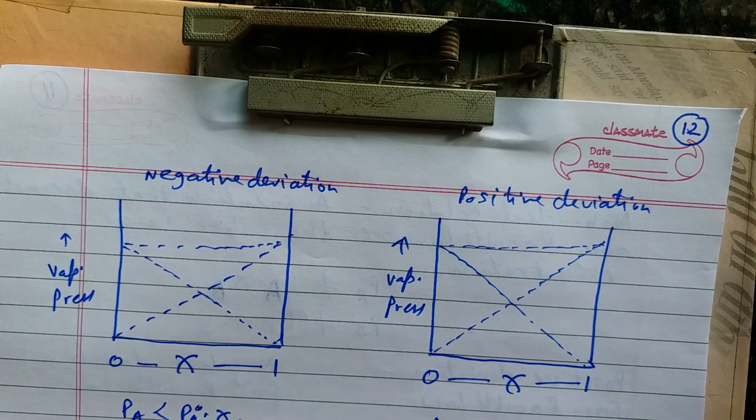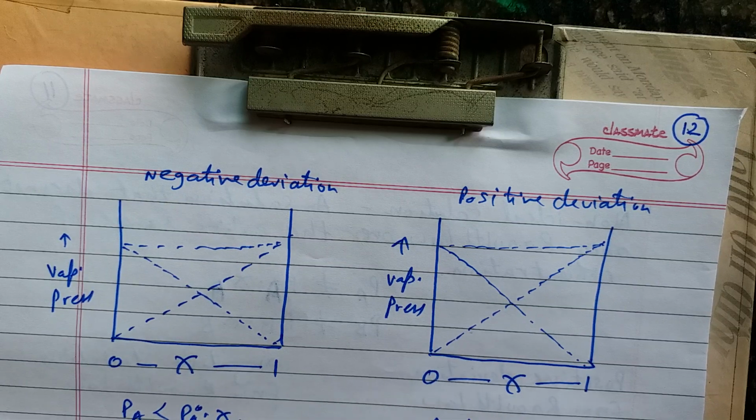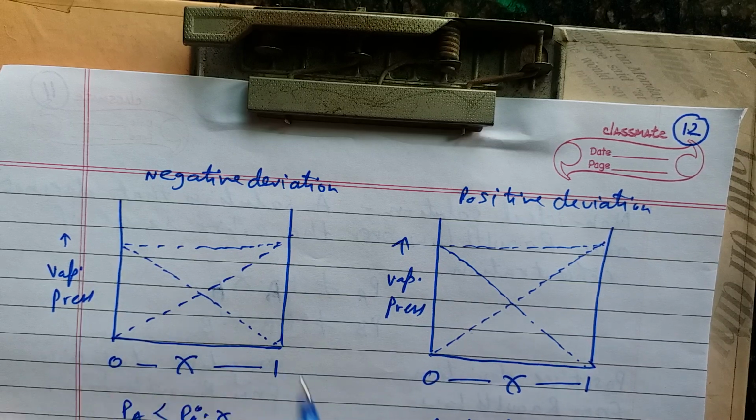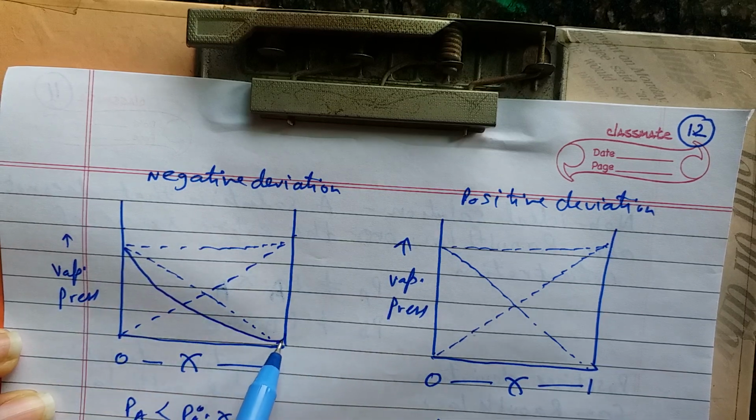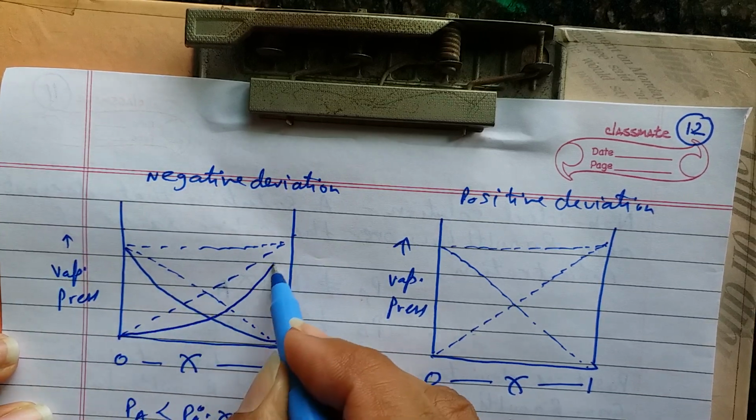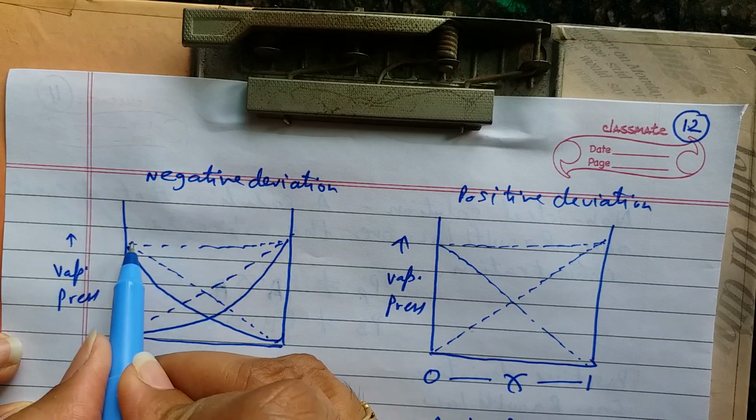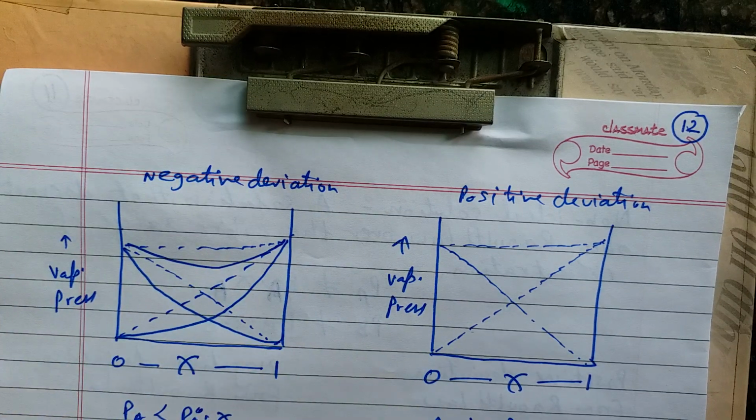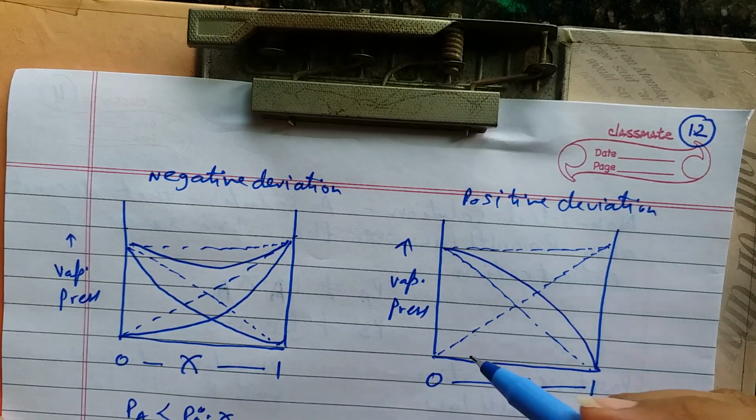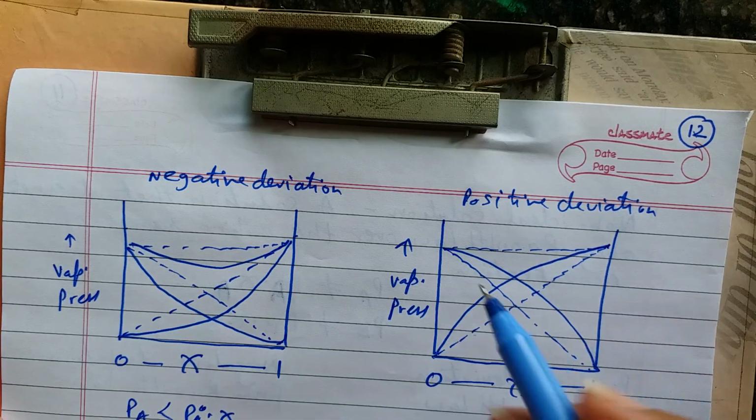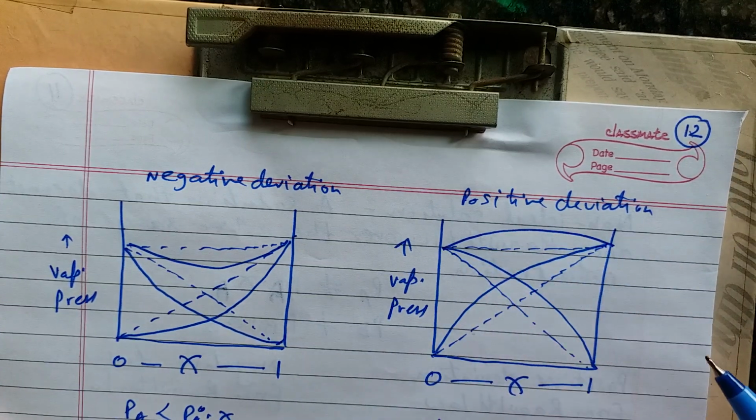And in positive deviation, these pressures are more than the product of P naught A into chi A and P naught B into chi B. So dotted was the expected behavior, and what is actually the pressures are less. So this is how the pressure is going to vary. There will be a decrease in the pressure for the two components, and even the total pressure will be lower. In positive deviation, the pressures are more, therefore there will be an increase for the first component, increase for the second component, and increase in the total pressure also.